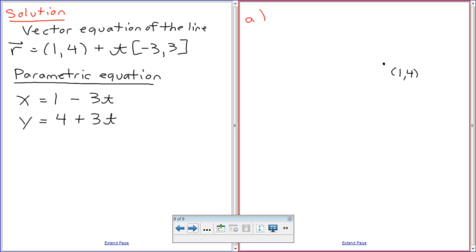Negative 2, 7. How'd you get that? So that should be up 3, and that should be negative 3. So this is negative 2, 7. Great.